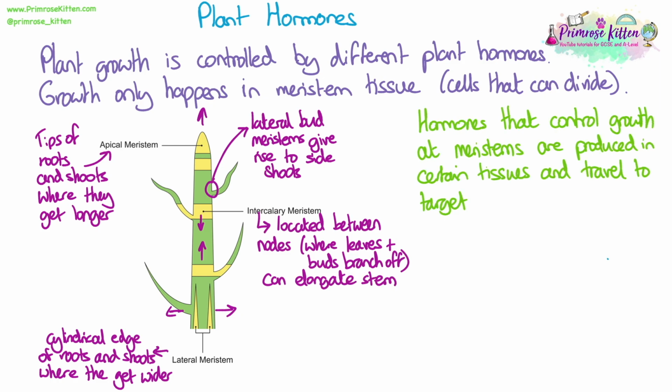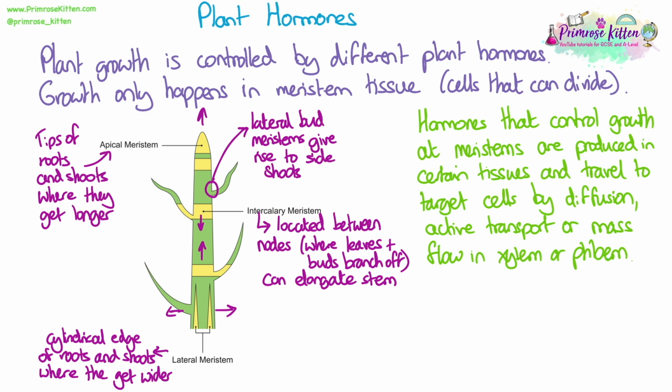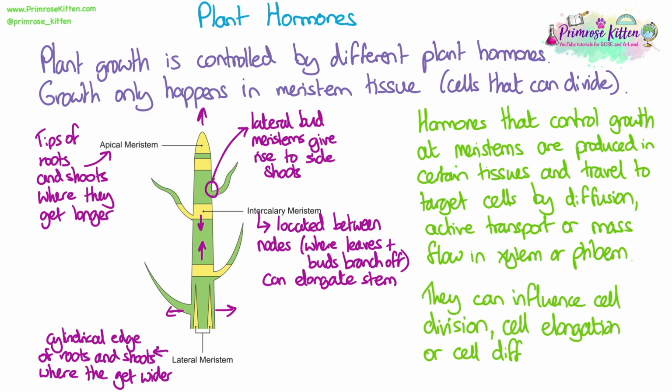So the hormones that control growth at these meristems are produced in certain tissues, and then they will travel to their target tissues. Plant hormones can travel by diffusion from cell to cell, active transport as well, or by mass flow in either the xylem or the phloem. The hormones can influence cell division, cell elongation, or cell differentiation, and all of these obviously involve different ways of either growing, producing more cells, or turning those cells into specialized cells.